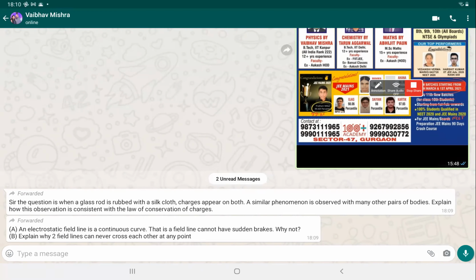Anybody like to explain this? The question is: when a glass rod is rubbed with a silk cloth, charges appear on both. A similar phenomenon is observed with many other pairs of bodies. Explain how this observation is consistent with the law of conservation of charge.